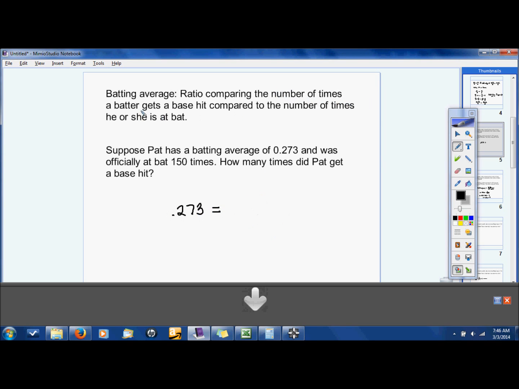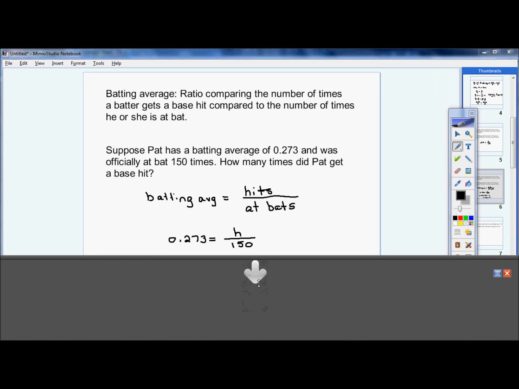Number of times the batter gets a base hit, we don't know. It's saying how many times that they get a base hit, divided by the times that they're at bat, 150. Alright, so we have a nice little equation that we can solve here. The hits to the at-bats. I used a B before, but that's okay. Whatever variable you want to use here is fine. Same equation. Number of hits to the number of at-bats.